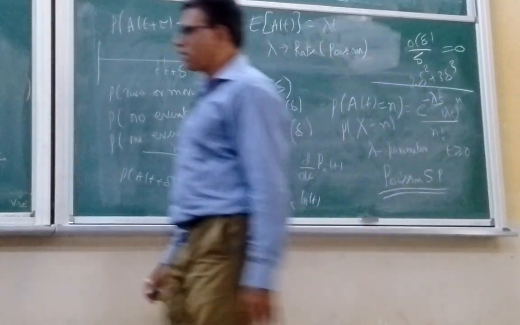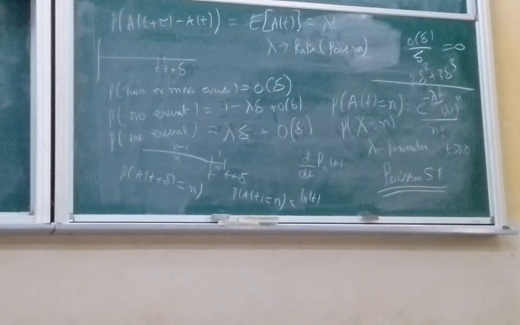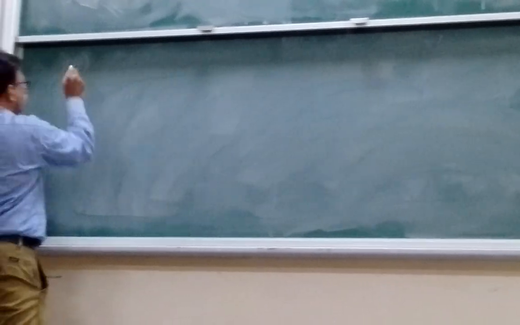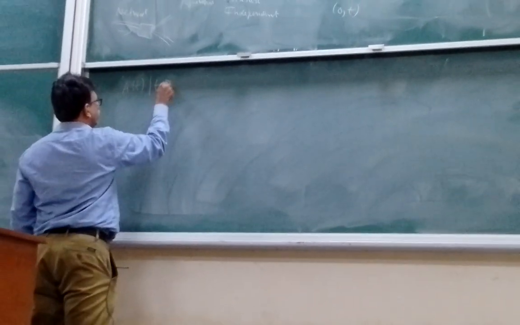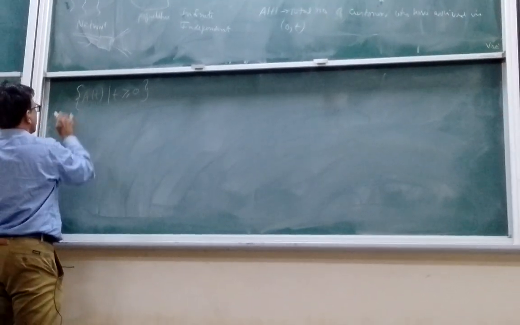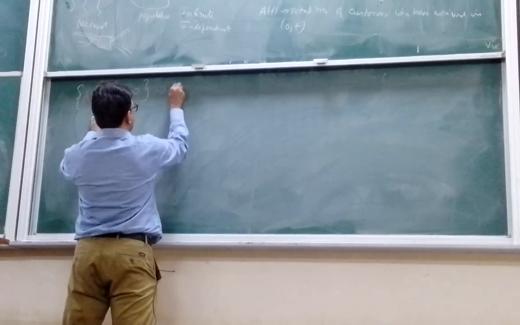Next, one more thing that we need to understand before we move on. Now how do we actually write A of t, for t greater than or equal to 0? It is a stochastic process, a Poisson stochastic process.